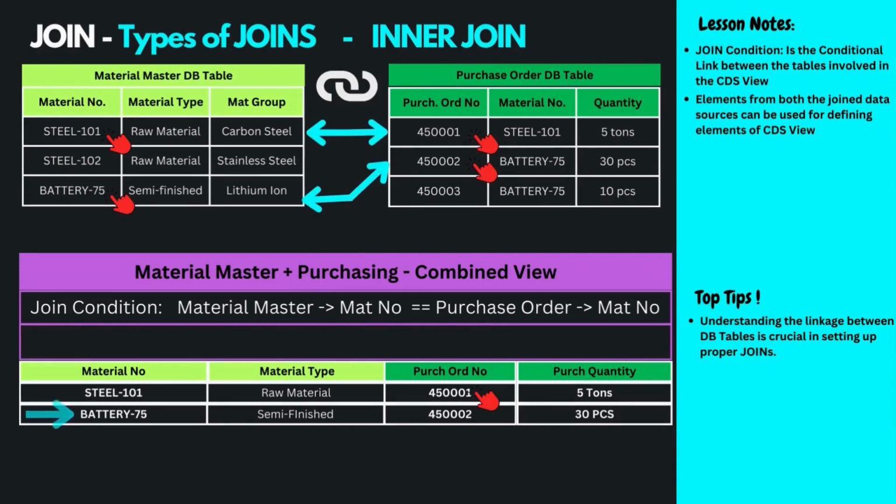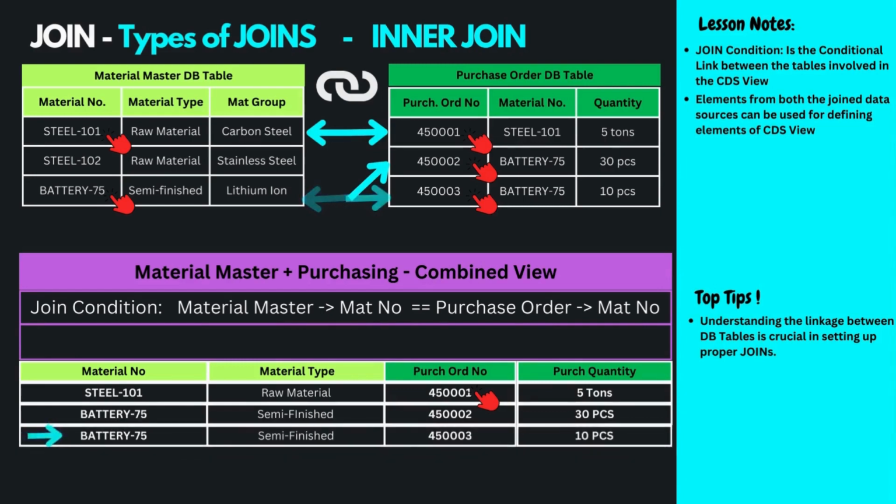Now, this is very important. Please have a look here. The material battery 75 was also ordered in the purchase order number 450003 with a quantity of 10 pieces. So the same record from the material master table with the material number battery 75 has also to be joined with this particular record from the purchase order table with the PO number 450003.